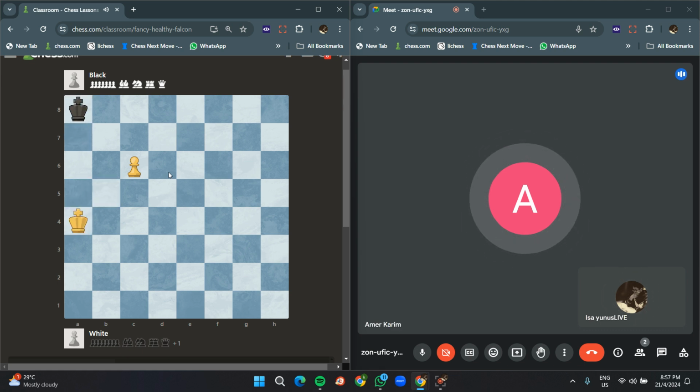So you move up. If black moves something like this, then you can directly take the opposition. Okay, and if this, and this is actually a stalemate. So don't make a mistake to push this pawn. Okay, so this is the correct move. And now you place the king here, and now simply you can move forward and get the queen. Good, good.